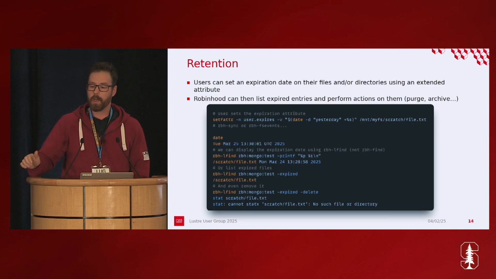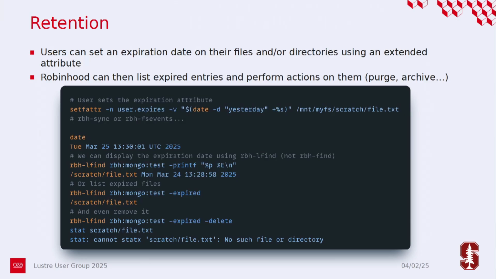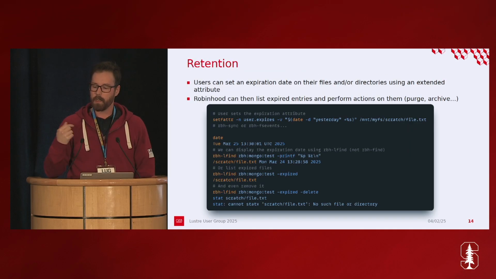And then, so we have the retention feature. This is a feature that was driven by our users. What they wanted was a way of indicating to us when we can remove their files. Some of our users deal with a lot of files and they don't necessarily always remember if their file is still useful or not. And so with this, we can automatically remove files once they decide that they don't need them anymore. And the way it works is that they will store a timestamp in an extended attribute, and then Robinhood will read that timestamp and store that in the database.